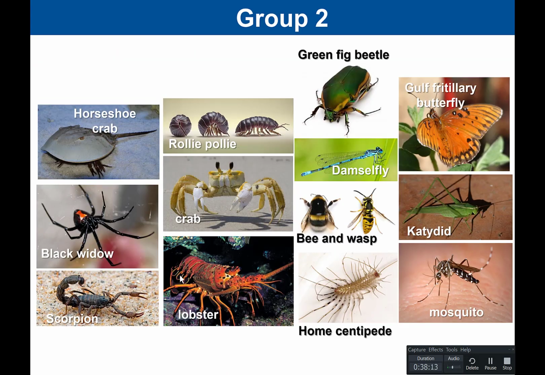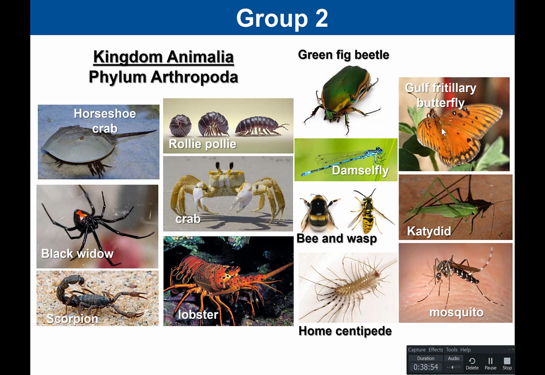Then we come to group number 2. Group number 2 has a lot of organisms in it. So here are some examples: a horseshoe crab, a black widow spider, a scorpion, a lobster, a crab, a roly-poly, a beetle, a damselfly, bee and wasp, centipedes. These can be found at your house, these aren't dangerous. They look a little creepy, but they're not necessarily dangerous. That's a centipede. We have mosquitoes, we have a katydid, we have a butterfly. So what classification did you get for group number 2?